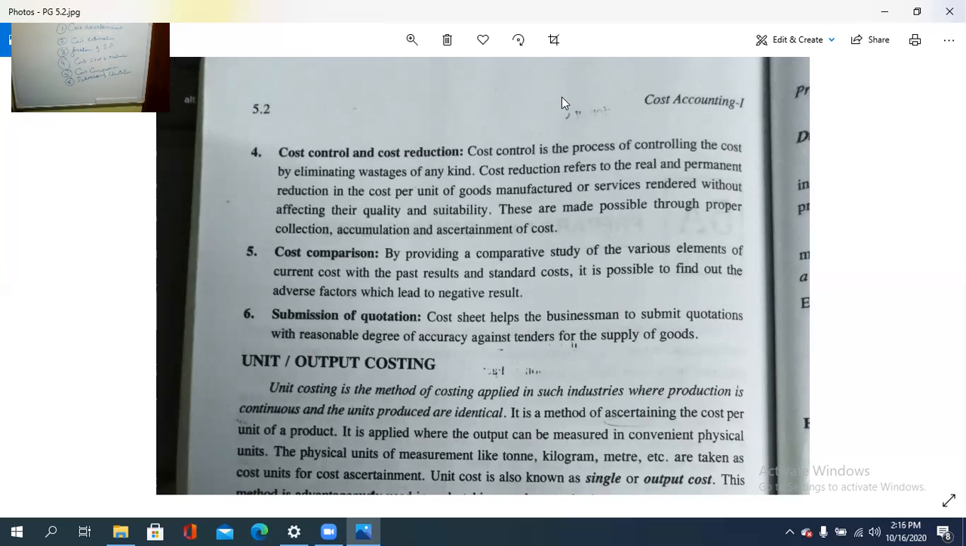That is the submission of quotation. Cost sheet helps the businessman to submit the quotations with a reasonable degree of accuracy against the tenders for the supply of the goods. So these are the objectives with regard to this one, cost accounting, or the need for this. What is ascertaining the cost, estimating the cost, fixing the selling price, cost control and cost reduction, then cost comparing to be done, and submission of the quotation.